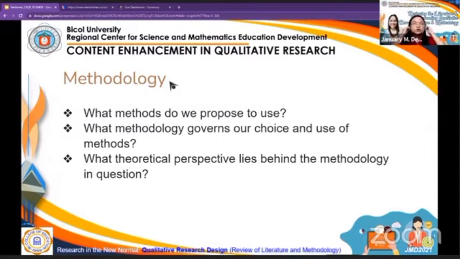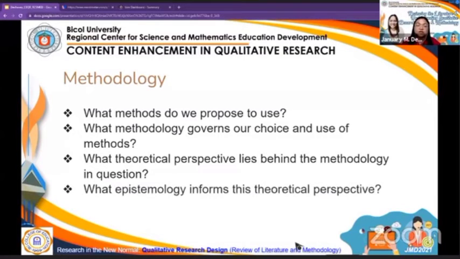So definitely, if you are going to develop a qualitative design, you need first to fully understand where you are, what your perspectives are, and what your background is that you wanted to bring into your research. And as a starting point, in a qualitative research design, you need to put considerable effort in planning what methods we propose to use and what methodology governs our choice and use of methods. And since this is a qualitative inquiry, you need also to ask yourself what theoretical perspective lies behind the methodology in question, and what epistemology informs your theoretical perspective.